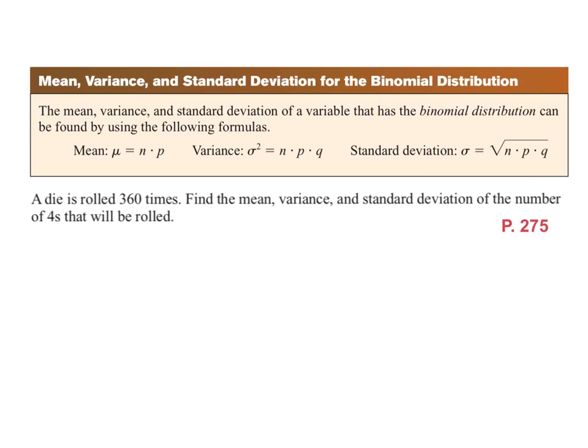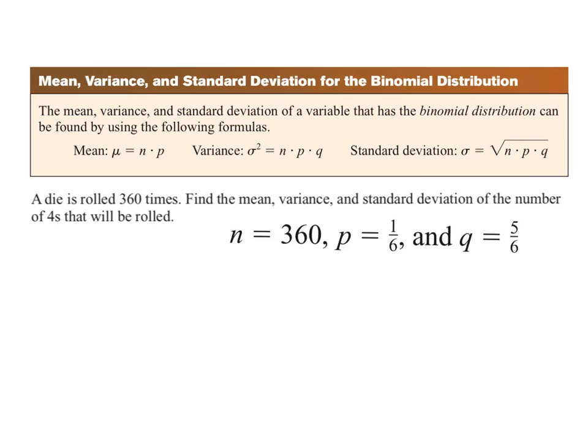What is n? 360. We have 360 trials. What is the probability of success? P. 1/6. We're rolling 4s. Okay, and there's only 1 out of 6 possibility. So what's the probability of failure then? 5/6, right? Because there's 5 other possibilities besides a 4. So those are my n, p, q. Plug them into the formulas and find the mean, the variance, and the standard deviation.